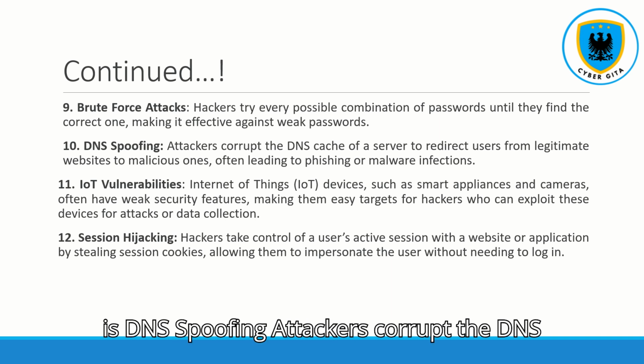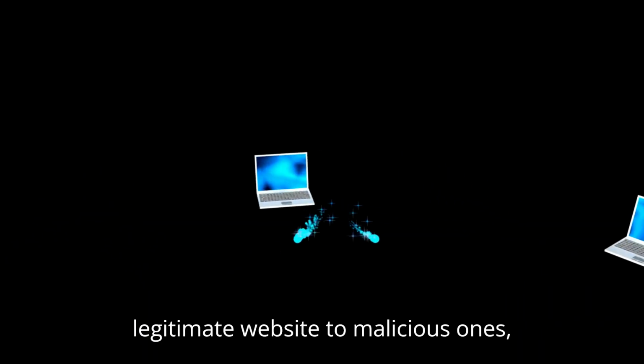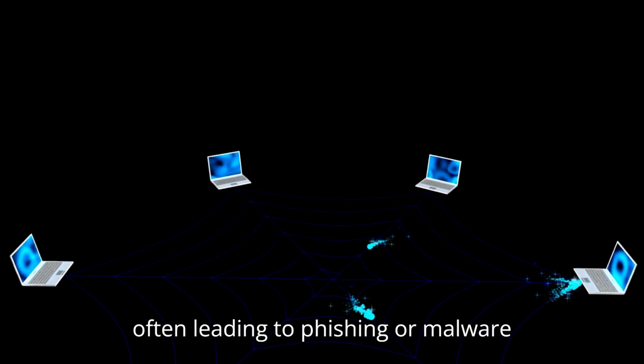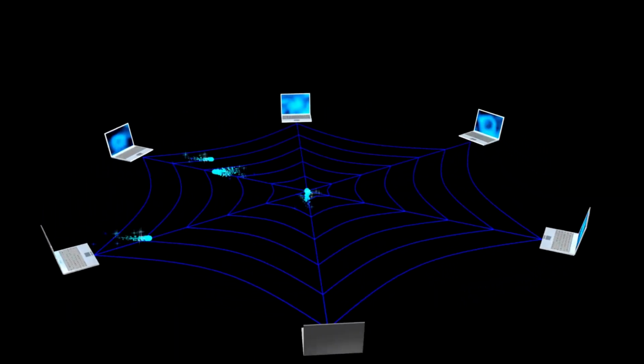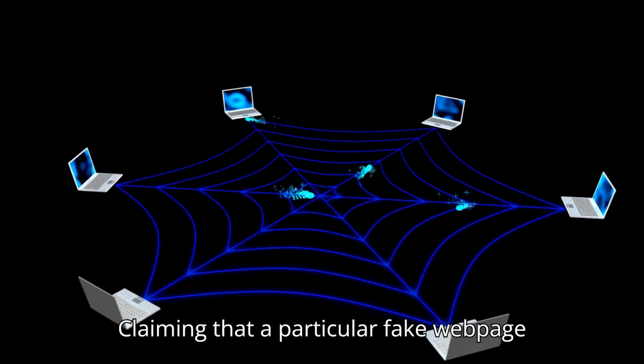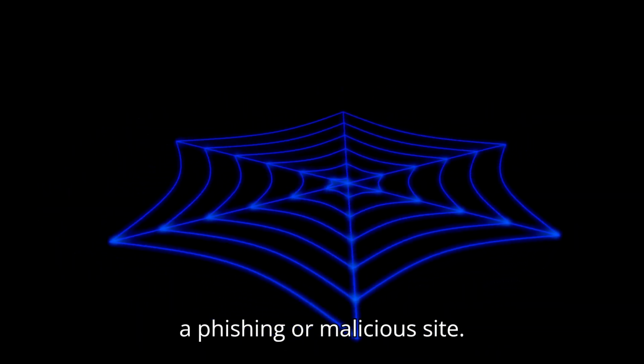Tenth one is DNS spoofing. Attackers corrupt the DNS cache of a server to redirect users from legitimate websites to malicious ones, often leading to phishing or malware infections. So what happens here is, by claiming that a particular fake web page is a genuine one, the user is directed to a phishing or a malicious site.